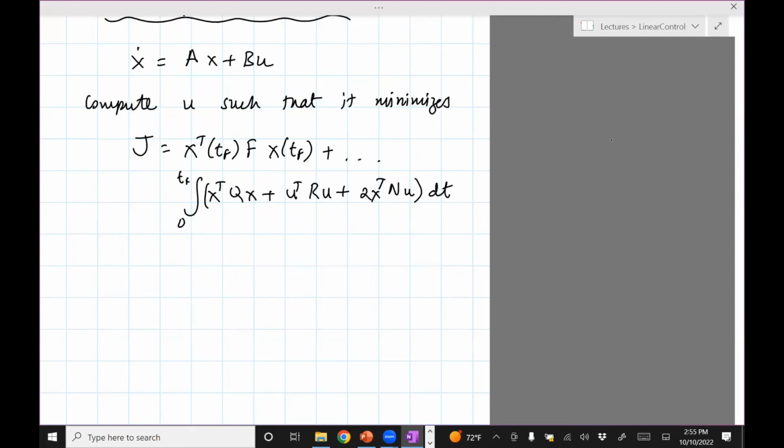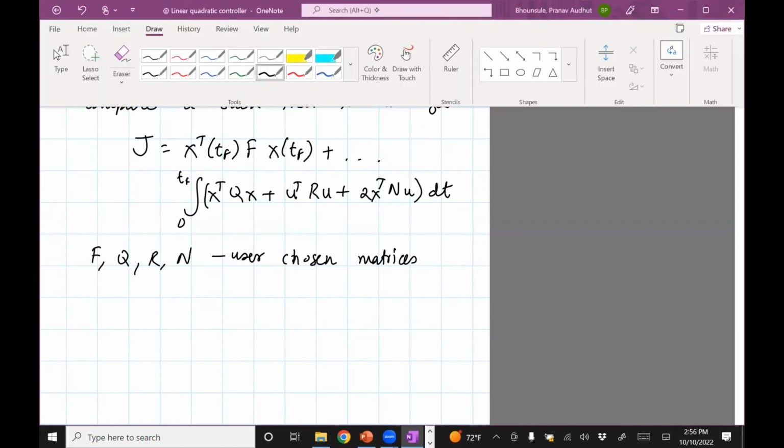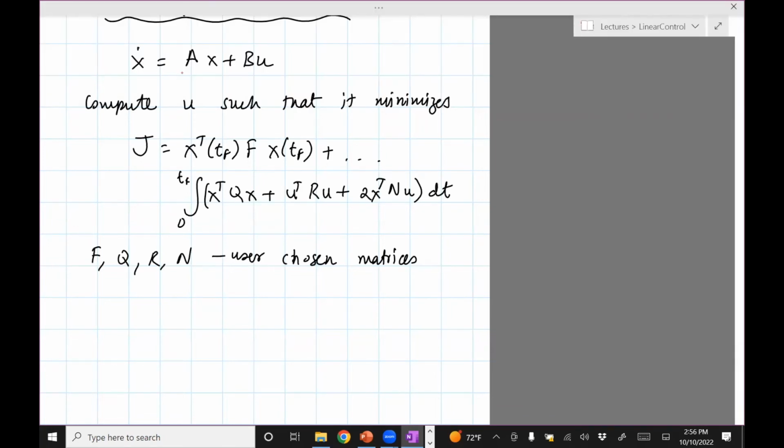Okay, so x and u is something you know. What is F, Q, and R? So F, Q, R, N are user chosen matrices. Okay, and they need to be of appropriate dimensions. Depending on x and u, you can figure out what the dimensions of Q, R, and N are. F, the first part, which is out of the integral sign, is what is known as the terminal cost.